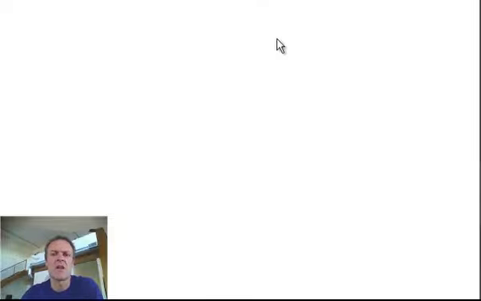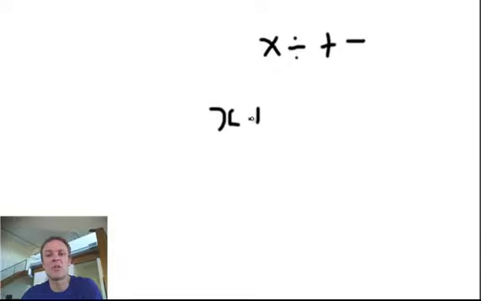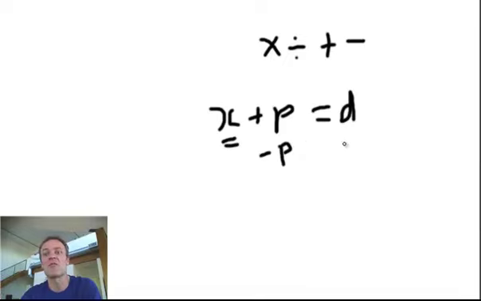Are you going to multiply? Are you going to divide? Are you going to add? Or are you going to subtract? Remember, if you do things like x plus p equals d, I'll change it to letters now, not numbers. If I want to get to the x, I would subtract a p from both sides. Now you can't actually subtract letters, so x would equal d minus p.